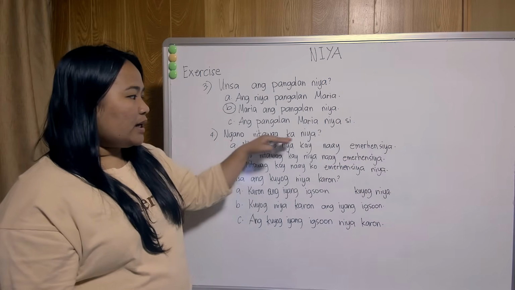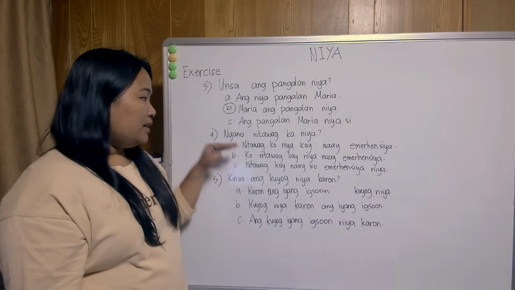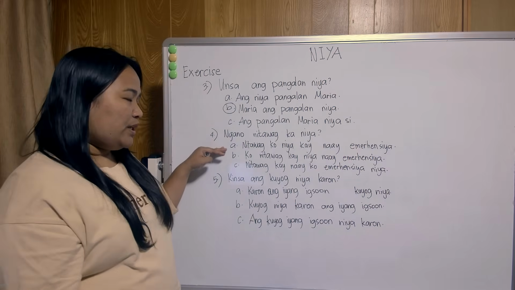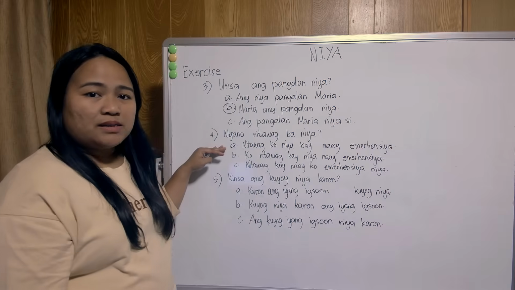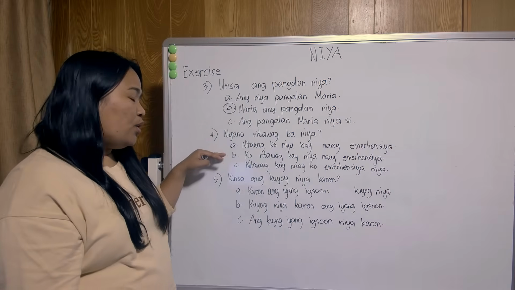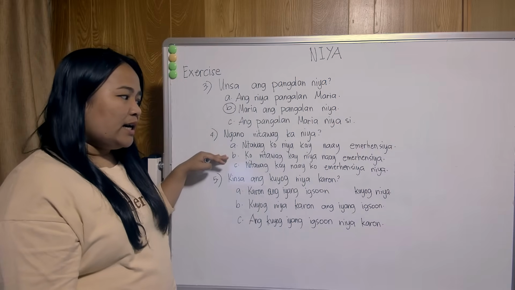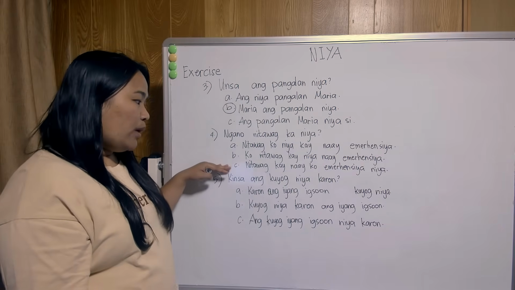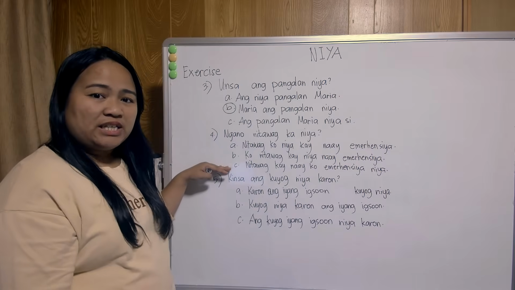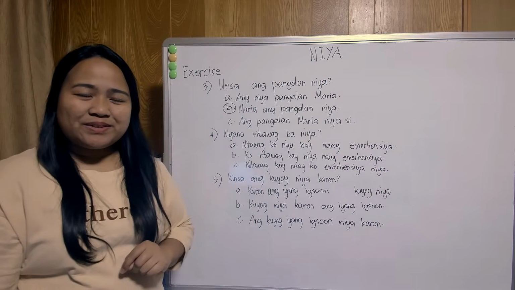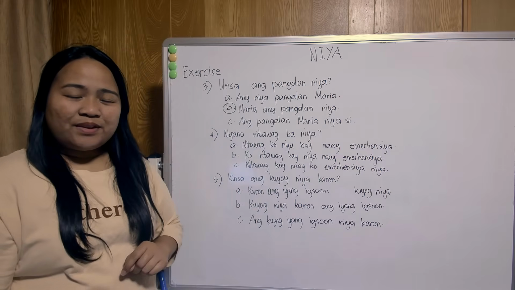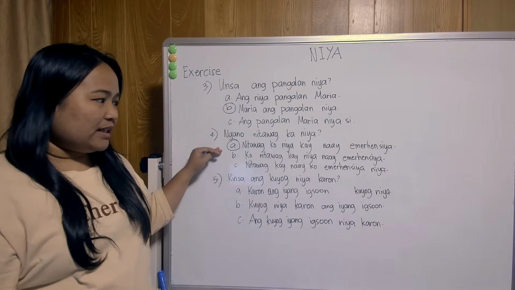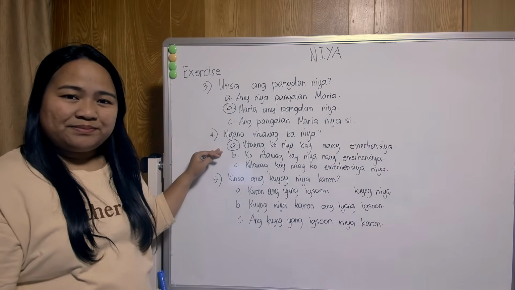Number 4. Ngano nitawag ka niya? Is it A, nitawag ko niya kay naay emerhensya? B, ko nitawag kay niya naay emerhensya? Or C, nitawag kay na ako'y emerhensya niya? What's the correct answer? The correct answer is letter A. Nitawag ko niya kay naay emerhensya.